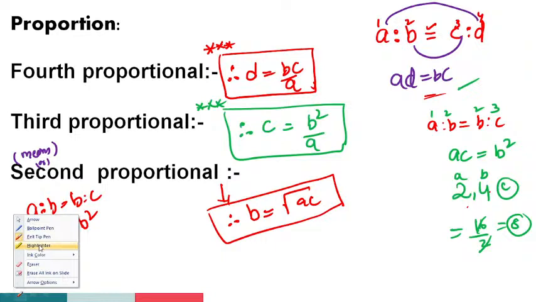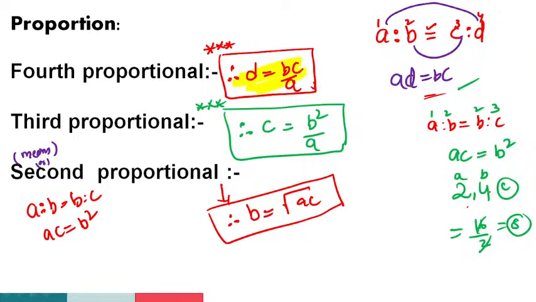Okay, right. So what is the fourth proportion formula, guys? D is equal to BC by A. What is the third proportion formula, guys? C is equal to B square by A. What is the second proportion formula, guys? So B is equal to root of AC.